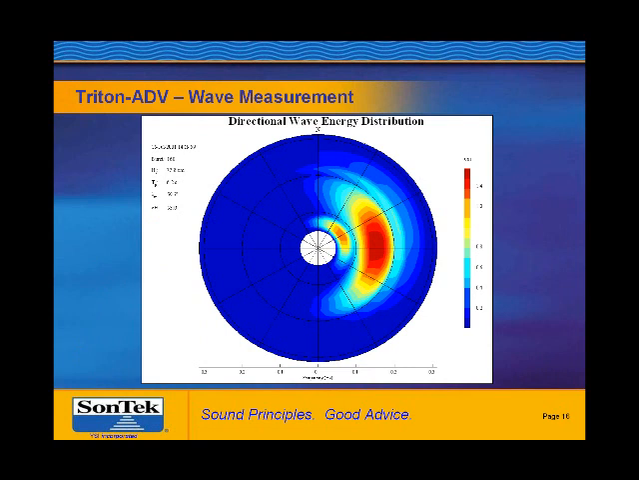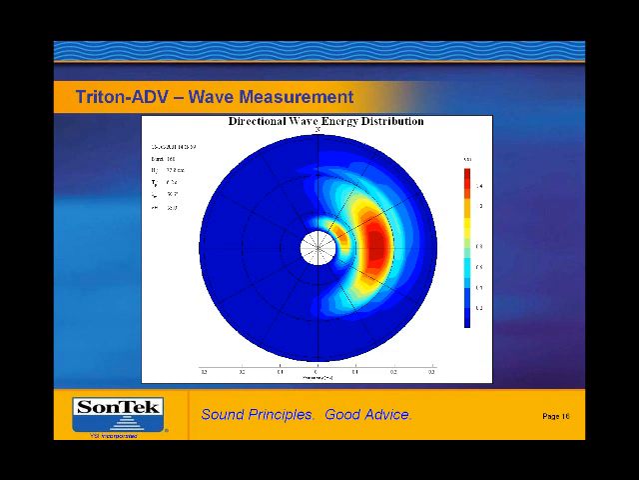Here on this slide, we show some graphical results that you can get from a system like the Triton-ADV. This is directly out of our analysis software. This graph shows wave direction and period statistics displayed on a polar plot. For those who are unfamiliar, a polar plot is commonly used because it gives a clear indication of the wave direction distribution. Just from a quick glance at the plot, you can easily see that most of the wave energy is coming, in this case, from the east.